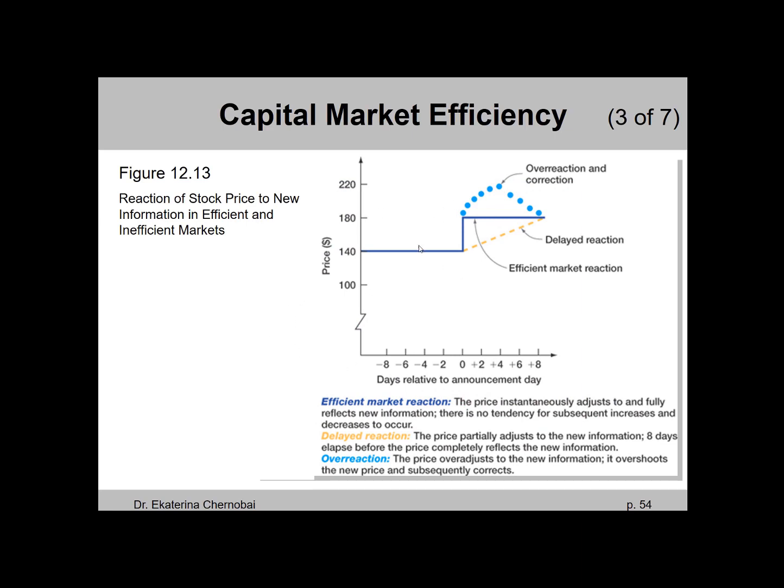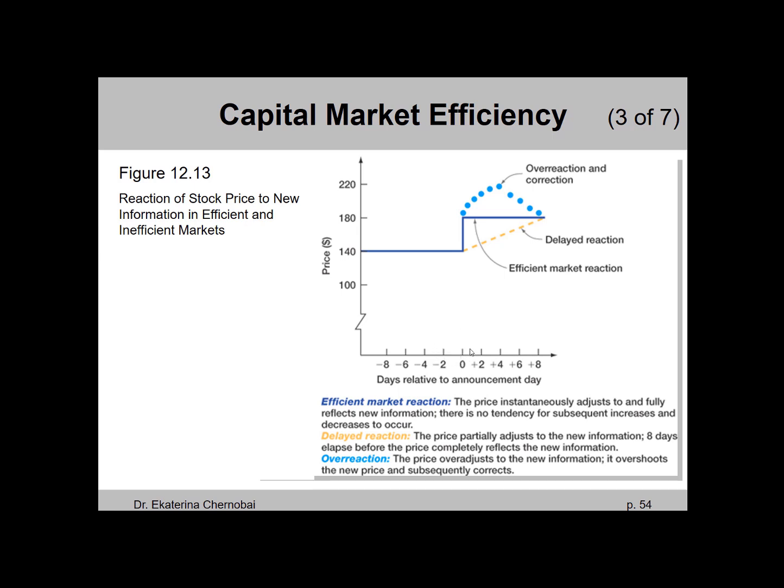Okay, on this chart we show the reaction of stock price to new information in efficient and inefficient markets. So 0 means the day when some announcement is made by some imaginary company. -2 means 2 days before that announcement will be made. Nobody knows about that announcement. People don't know about it yet.